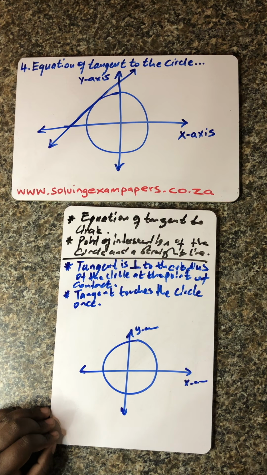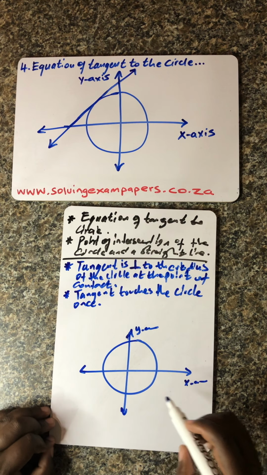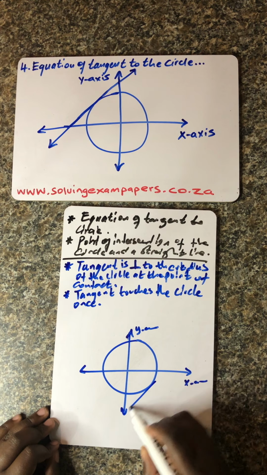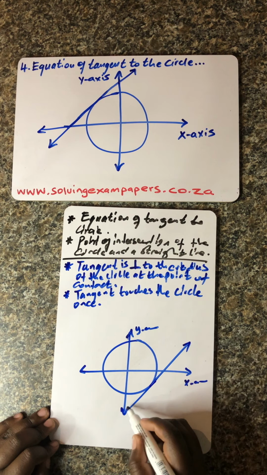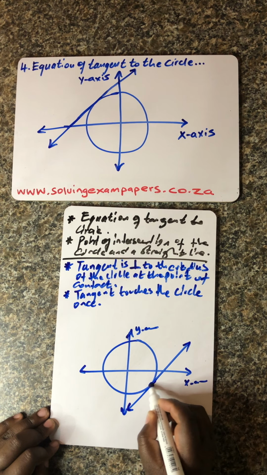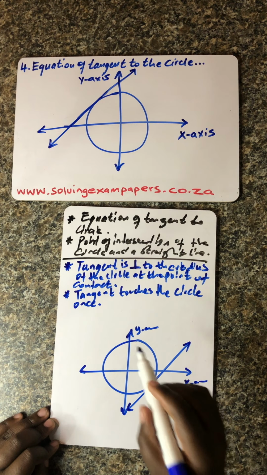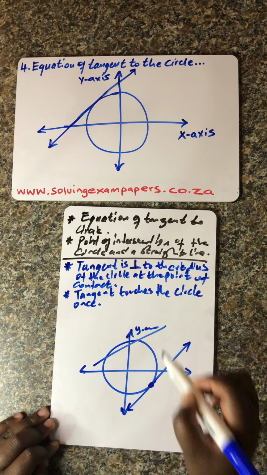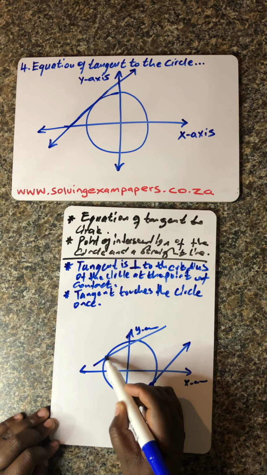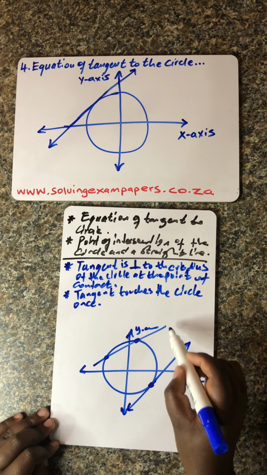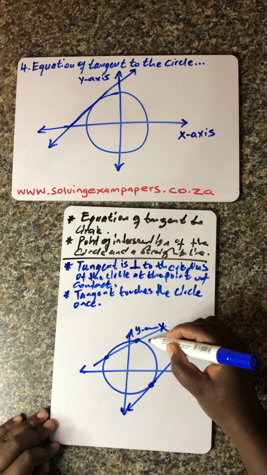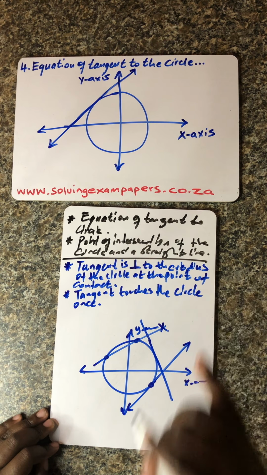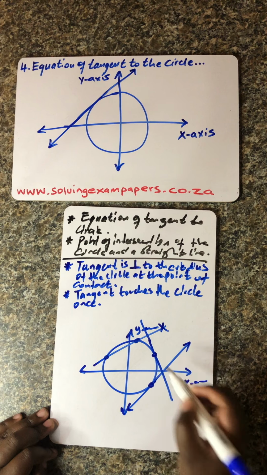I'm not sure of how to explain this, ladies and gentlemen, but I assume you fully understand. Let me say, for example, you can have a line going in that direction. That means the tangent only touches the circle at one point. If you have a line going like that, can you see it cuts the circle at 2 points? This is not a tangent. We just need that one line that touches the circle once, or at one point.